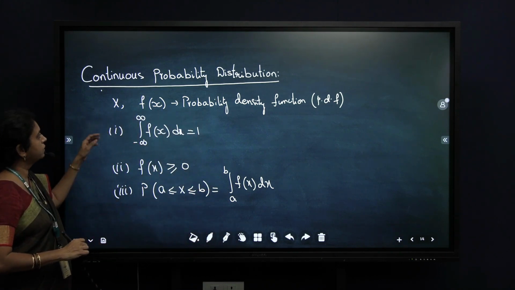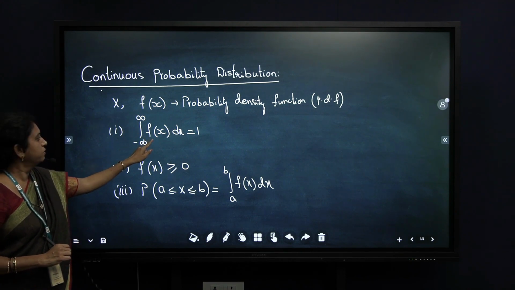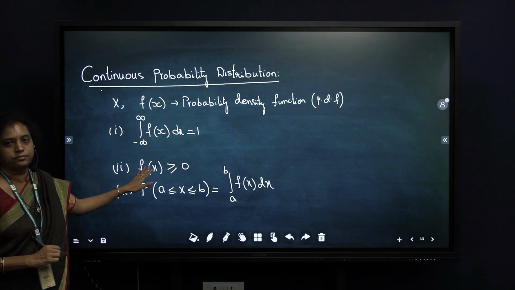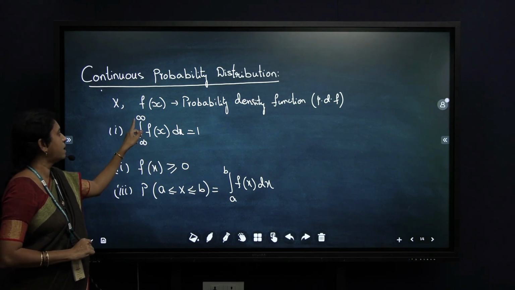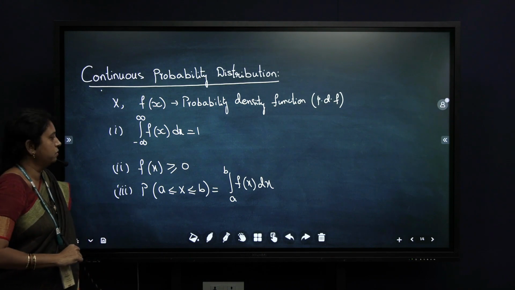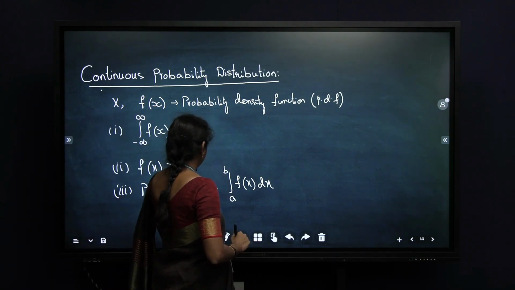So, a function f of x is said to be a probability density function if it satisfies the first and second condition, that is f of x should be greater than or equal to 0 and integral of f of x between limits minus infinity and infinity should be equal to 1. Now, we will see what is a cumulative distribution function.